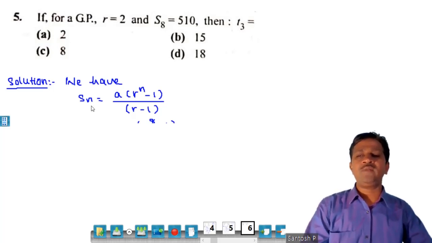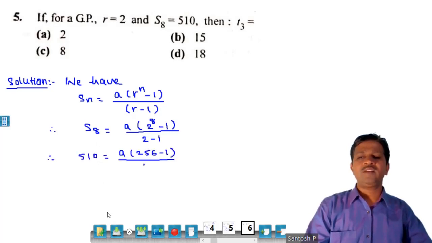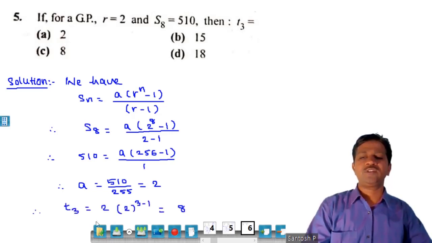Okay, in this formula, if I put n equals 8, I will get S8. Here, S8 equals A into R to the power 2 raised to 8 minus 1 upon 2 minus 1. Now put the value of S8, which is 510, here. 510 equals A, not known to me, times 2 raised to 8, which is 256, minus 1, which is 255. So A will be equal to 510 upon 255, which is 2.